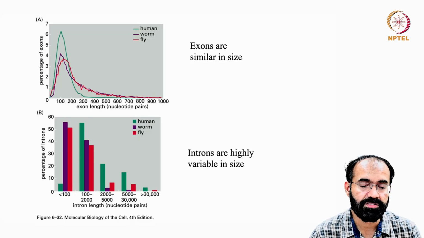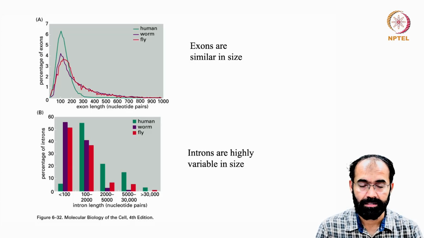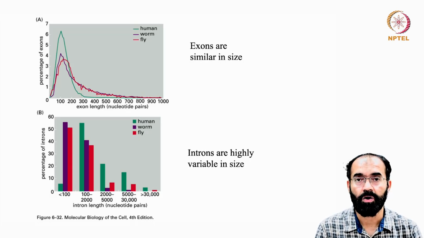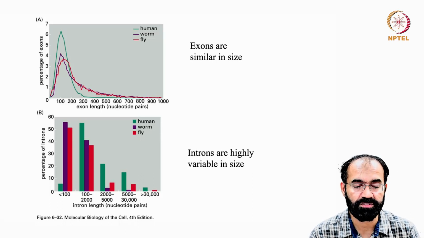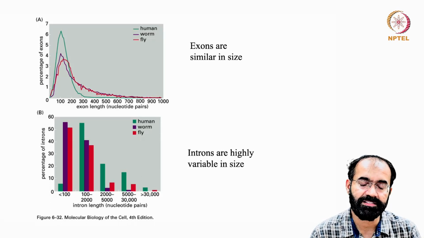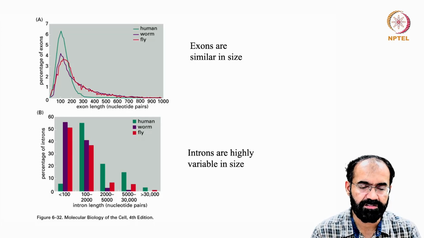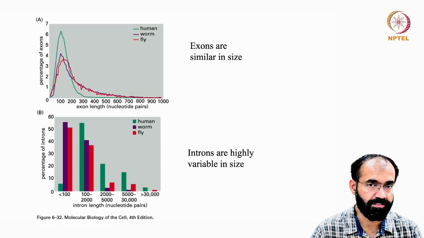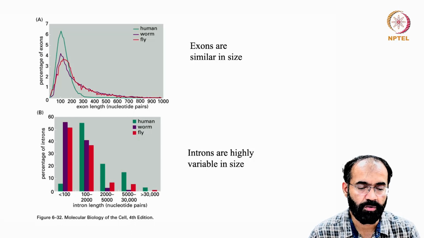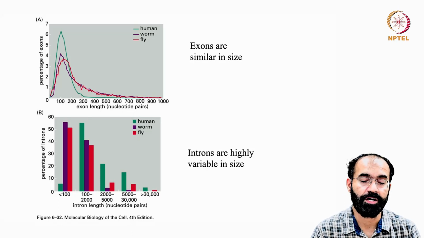Again, the intron sizes in human, worm and fly are much larger and much more diverse compared to exon sizes, but we can always say a typical intron is less than 5000 on average. In human, there are some introns ranging from 5000 to 30,000, but by and large the domination is on the shorter side, less than 5000 or even less than 2000.